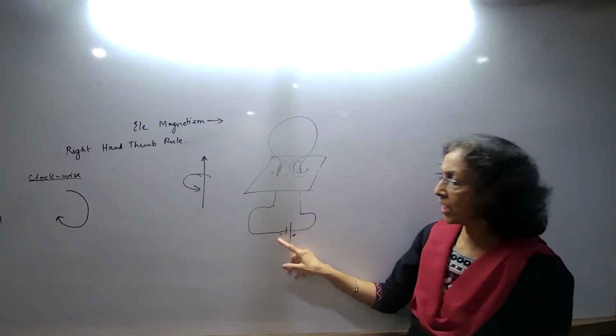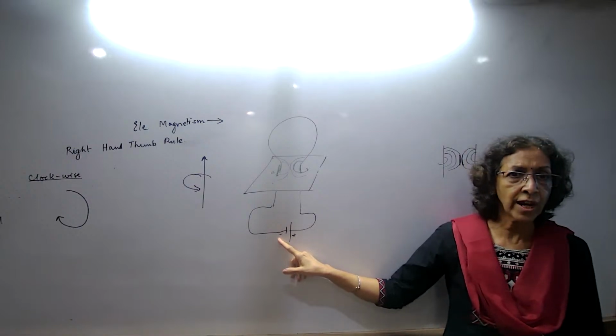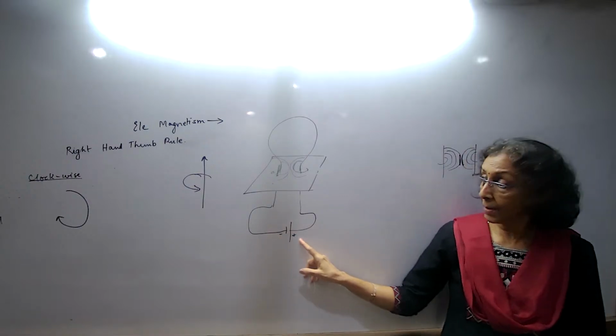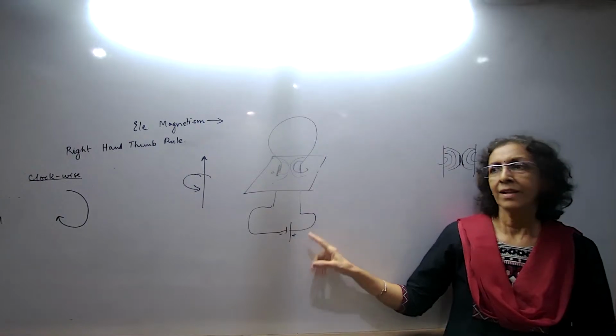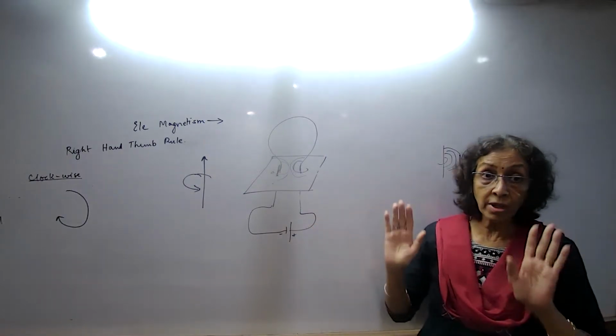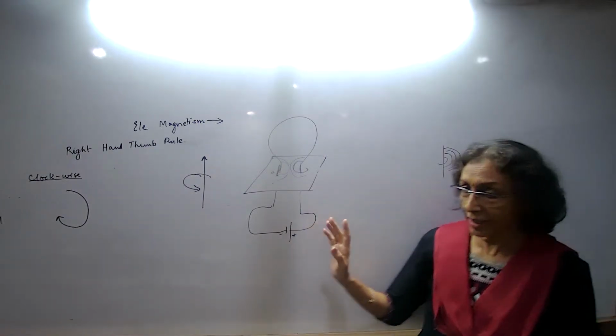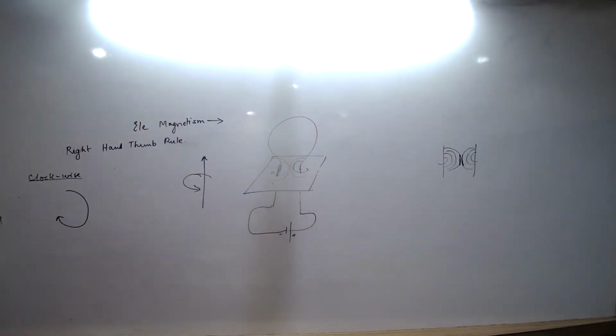What happens if I change it? What if I change the terminal and I make this as positive and this as negative? So what will happen? The right hand rule will not change. You have to still use your right hand thumb rule. The only thing is the direction, yes, you will notice that.